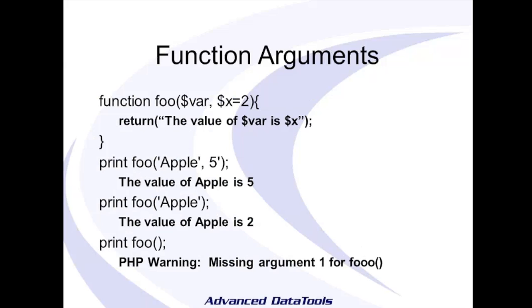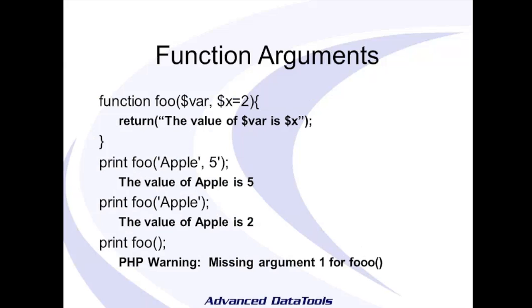So just some more argument or function examples. The first one, the function foo, we're passing a variable and then x equal to 2. There are a couple of ways we can call this function. The first one is we pass it apple and 5. So you see it passes the value of apple because that's what var is set to, and then x is set to 5. So we get the value of apple is 5.